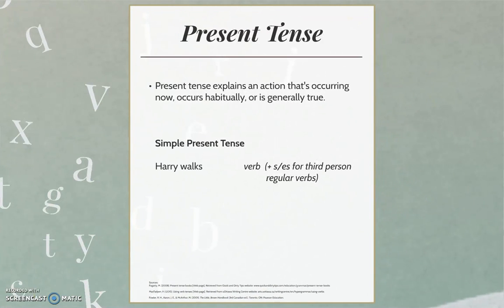Let's begin with present tense, which explains an action that is occurring now, occurs habitually, or is generally true. An example of simple present tense of a regular verb, walk, is Harry walks to the store. After the verb, add s or es for third person.